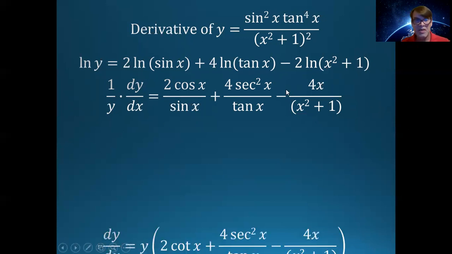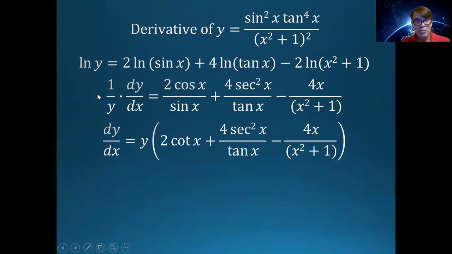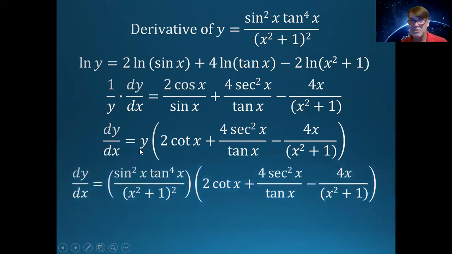Now let's do a little simplification. So let me multiply both sides by y, okay? And now I've got the derivative of this is y times, well, cosine over sine is cotangent, fine. I'm going to leave this the same. I'm going to leave this the same. Okay, now I'm going to substitute, what was y? Y was, well, this is y. So I'm going to plug this back in for y, and there's your answer.